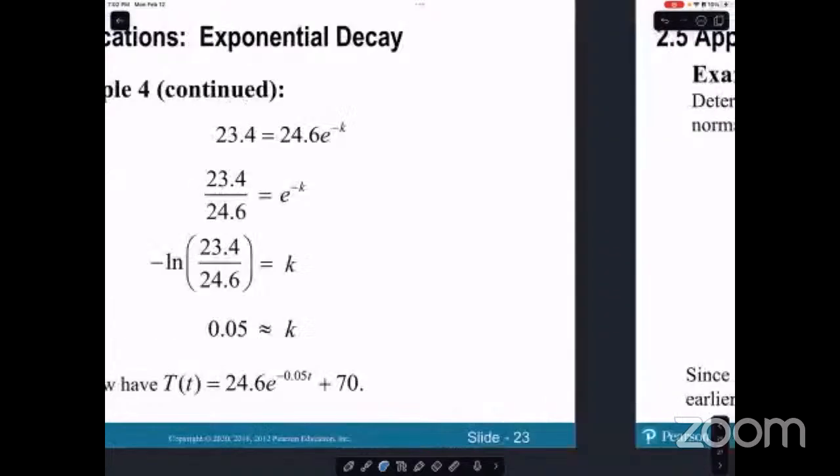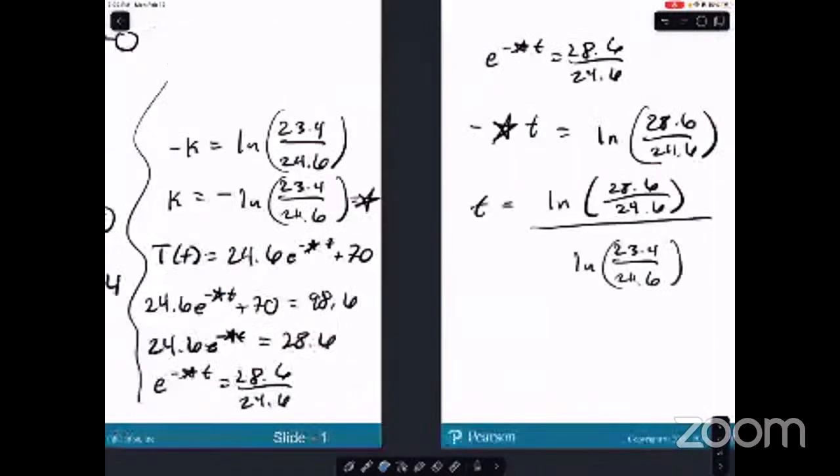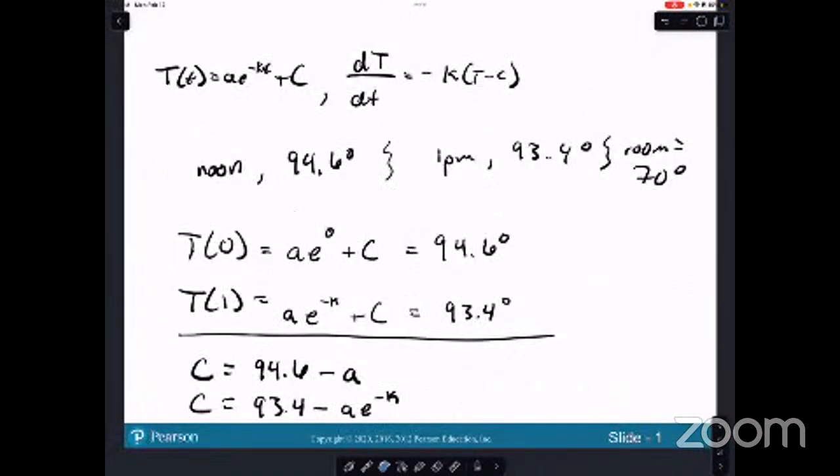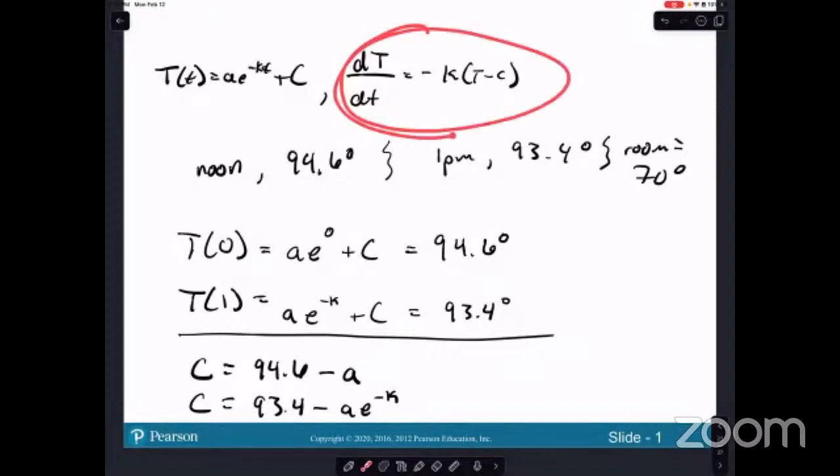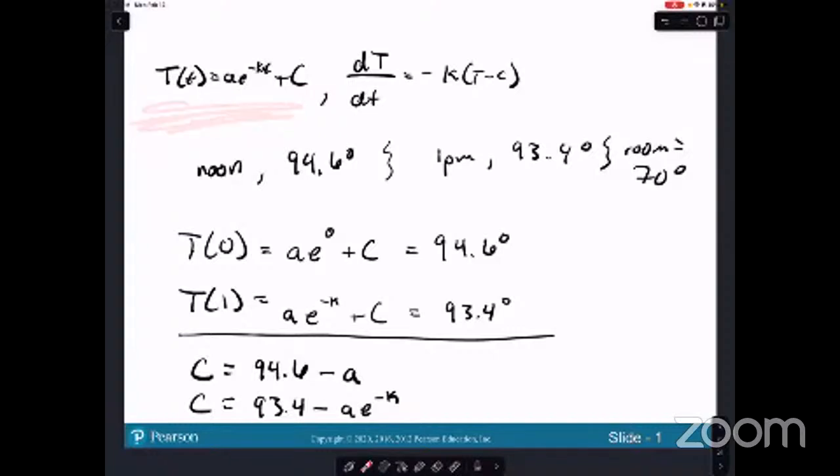So with that one, I didn't really use that other part. I kept trying to force myself to use it, but we didn't. The main thing was this one. All right, we started here. The information we were given was at noon it was 94, and then 1 hour later, it was this, and the room temperature was this.